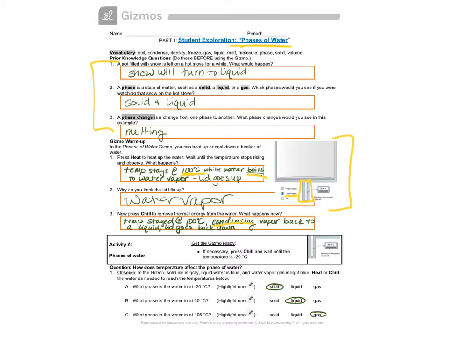At what phase is water at negative 20 degrees Celsius? That's going to be a solid, that is ice. At 30 degrees, it is liquid water, and at 105 degrees, it is gas or water vapor.